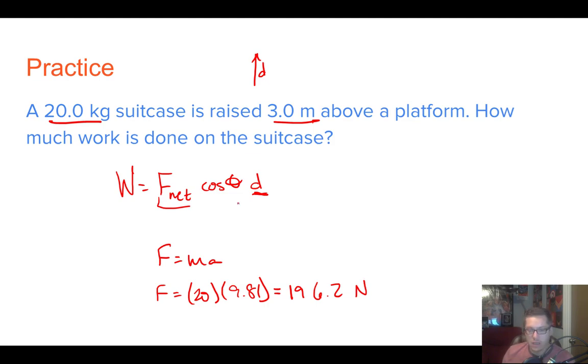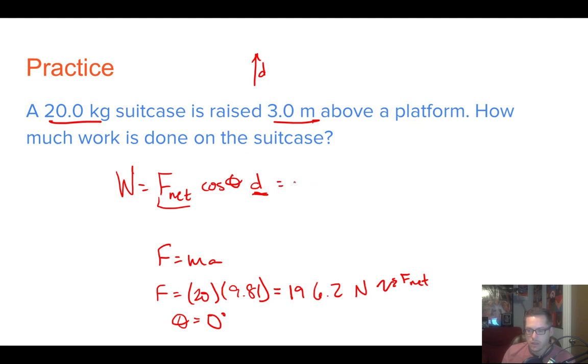And then if we take that and plug it in, this is our F net, right? This is our F net. Okay, and what's our theta equal to? Well, since these two things are in the same direction, our theta is going to be equal to 0 degrees. All right, so now we can plug this in.